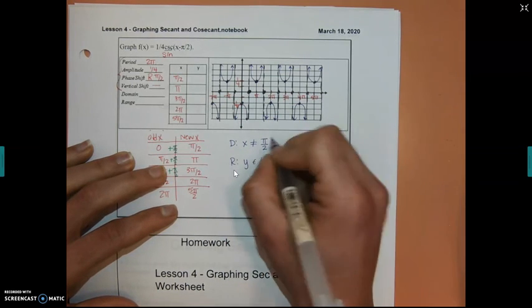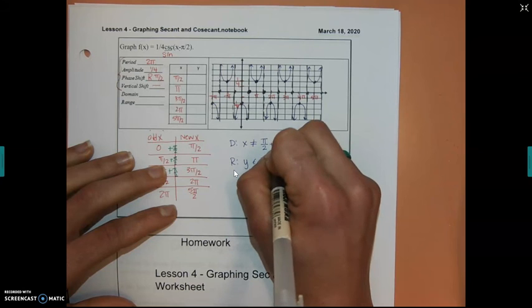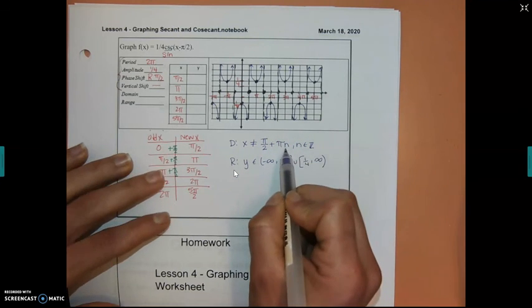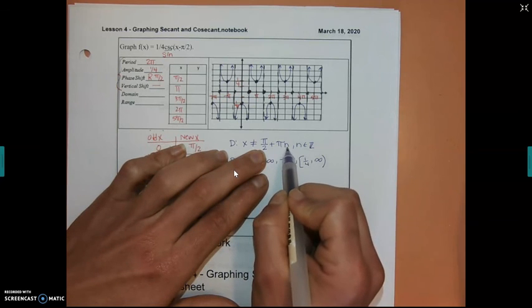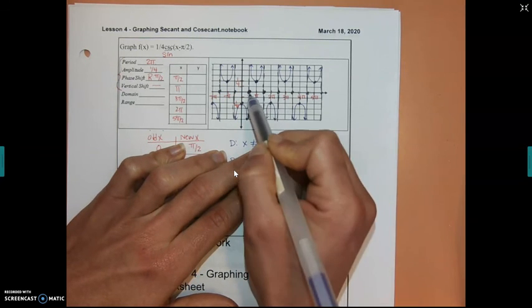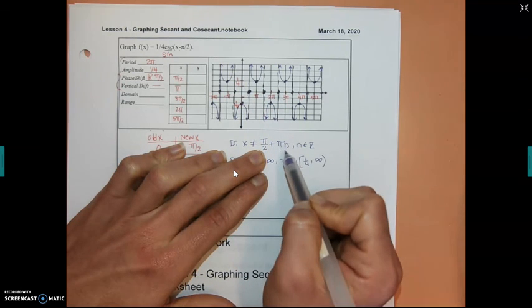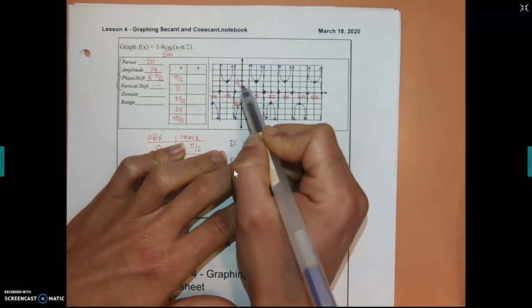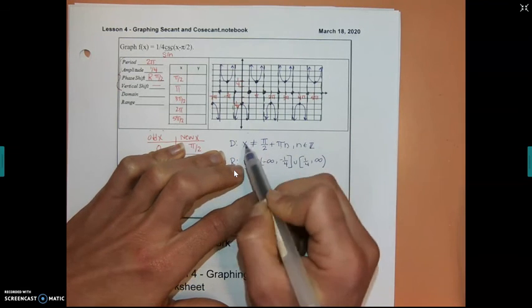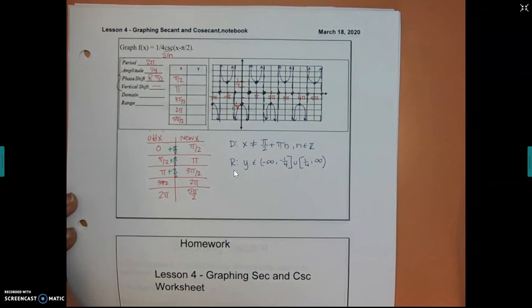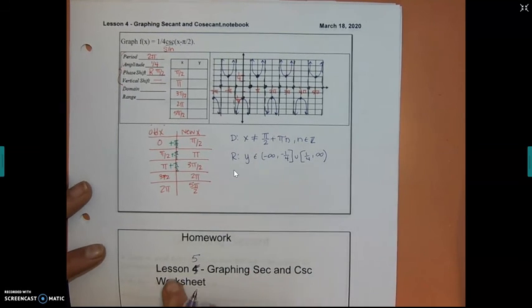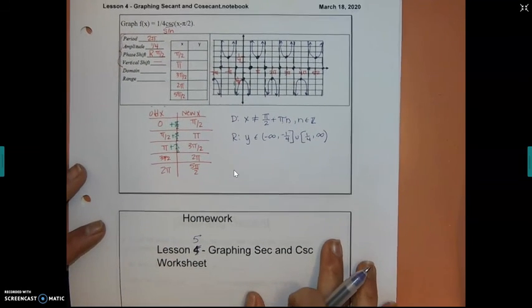So I'm going to say x can't equal pi over 2 plus n times pi, where n is an integer. So let's think about it. If I take pi over 2 and I add 1 pi, that's going to put me at 3 pi over 2. If I add 2 pi, that's going to put me down here at 5 pi over 2. If I plug in negative 1, that takes me back to negative pi over 2, okay? So this is our domain. X can't equal any of those values. And so you'll have some homework problems. This is lesson 5, by the way. So you'll have some homework problems to practice these kinds of graphs.